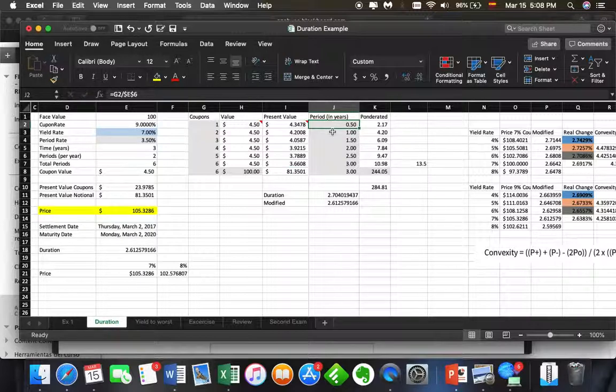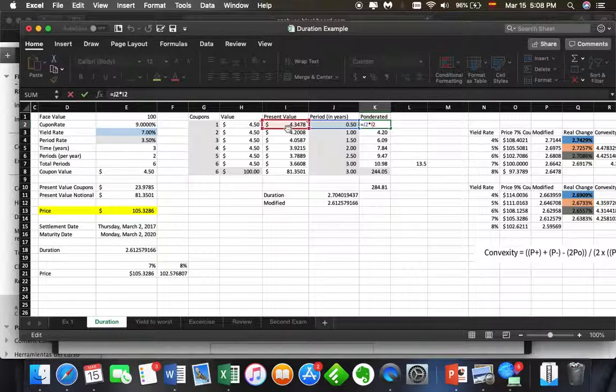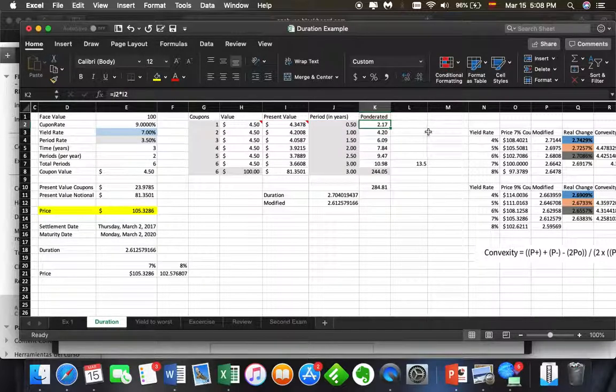Now because duration is in years, we're going to divide this period into years. This is a semester, every semester payment, so it goes 0.5, 1, 1.5, in 0.5 terms or periods of time. Now if you multiply the present value times this period, what you're getting is a weighted or ponderated average of how much time that payment is gonna take to get back in present value.